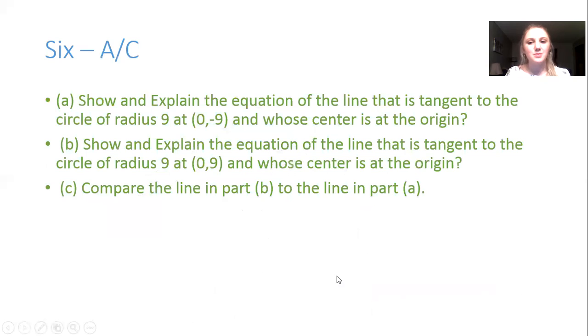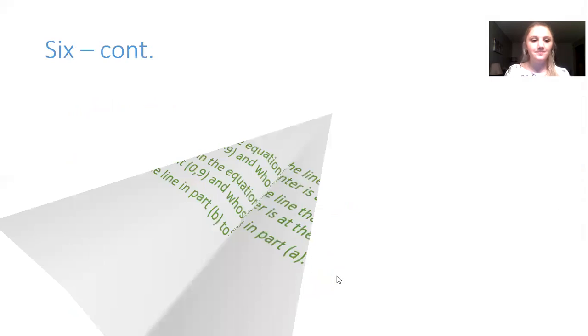Number 6 is parts A through C. Part A says, show and explain the equation of the line that is tangent to the circle of radius 9 at 0, -9, and whose center is at the origin. Part B is the same, except the point is 0, 9, and then Part C wants us to compare the lines that we found in Part B and Part A.